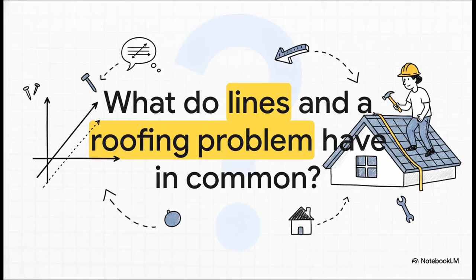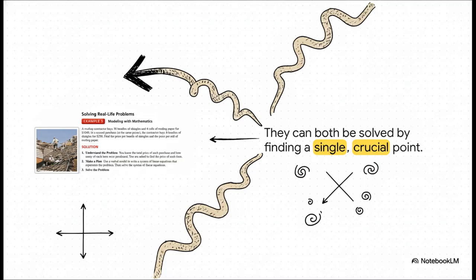So, let me ask you something right off the bat. What on earth do two straight lines on a graph have in common with, say, a roofing problem? I know, it sounds like two totally different worlds, right? But believe it or not, they're connected. And the solution is something you can literally see. And the answer is, they're both solved by finding one single crucial point. That's really the big idea for this whole explainer.